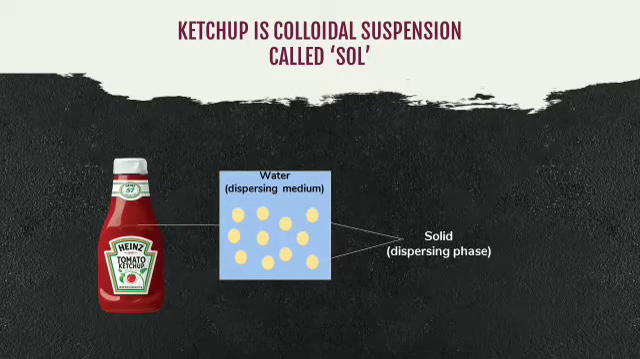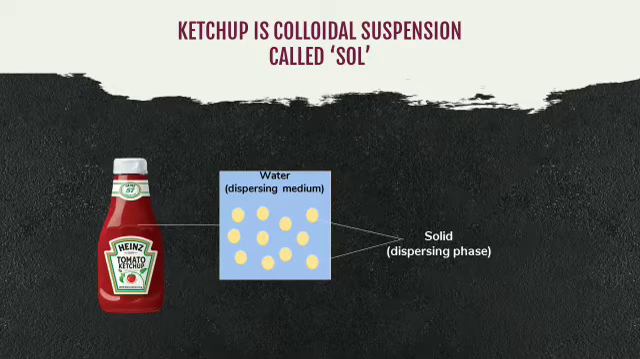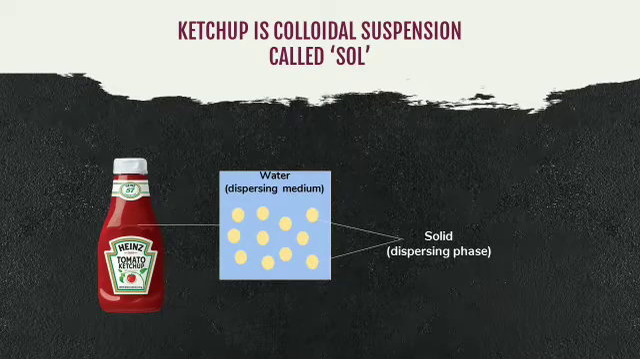Did you guys know that ketchup is actually a colloidal suspension called sol? Sol in this product means that the solid particles are suspended in liquid. For ketchup, the solid particles are the tomato and the spices, while the liquid is the water. The solid acts as the dispersed phase, while the liquid acts as the dispersion medium.